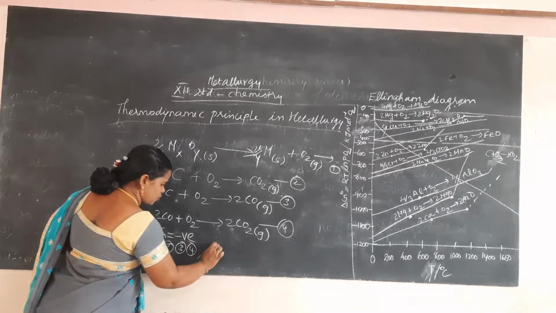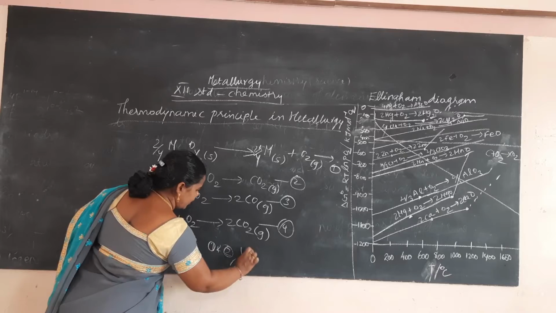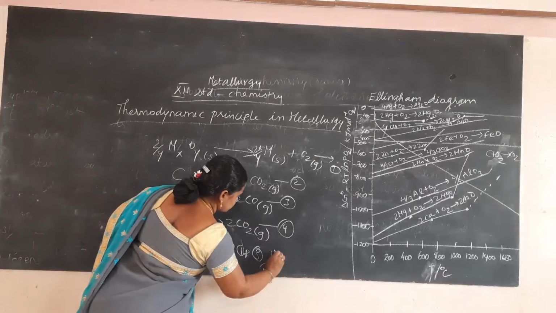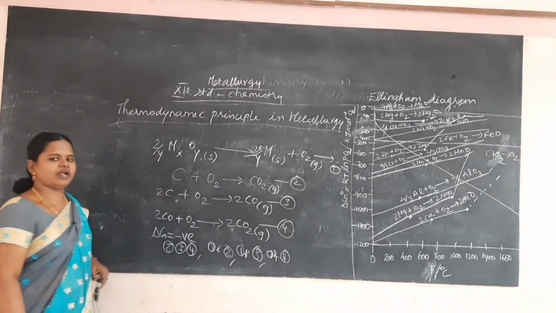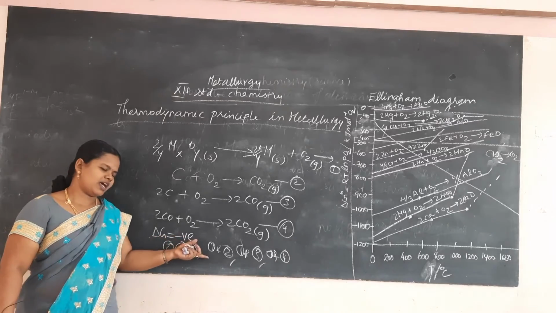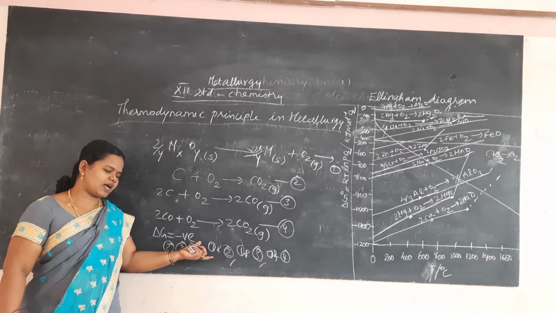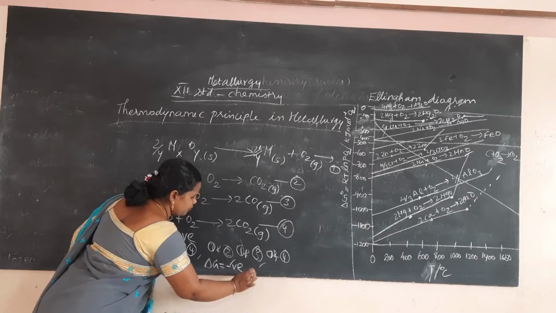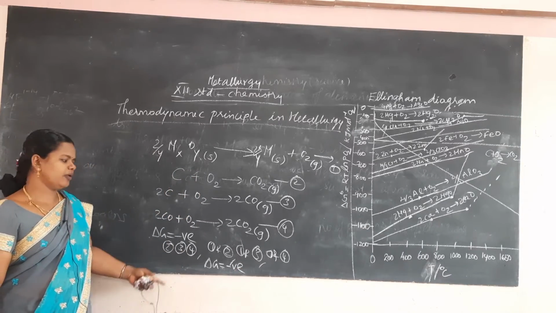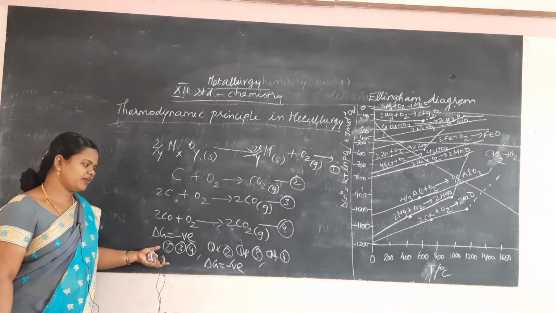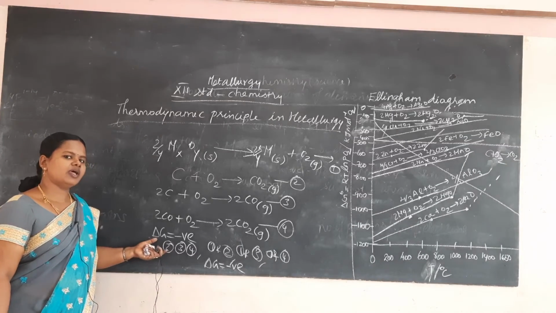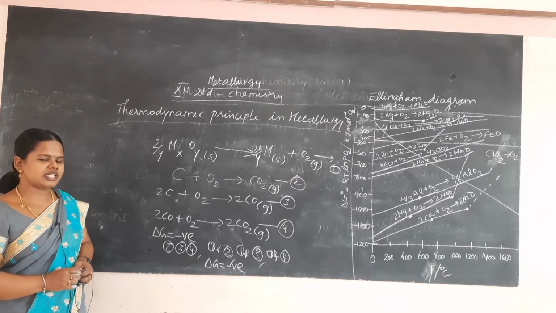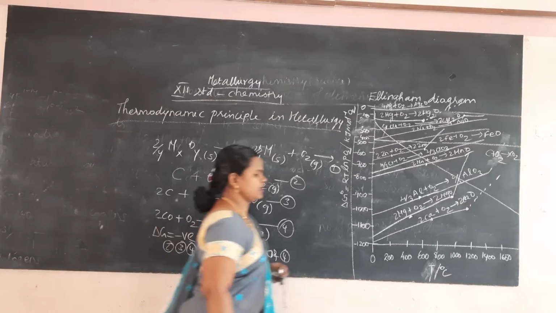Or you can couple like this: 1 and 2, 1 and 3, 1 and 4. The reducing agent as well as the coupled reaction must have a larger negative delta G value, or the delta G must be negative. Then only the reaction will be spontaneous. For the coupled reaction, when the delta G is negative, it will be spontaneous. So this is the thermodynamic principle involved in metallurgy. It is useful to select the suitable reducing agent.